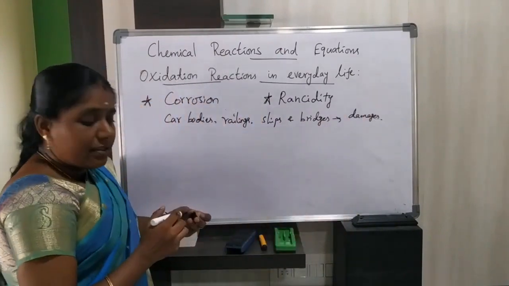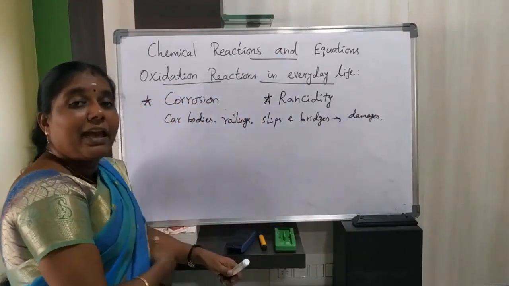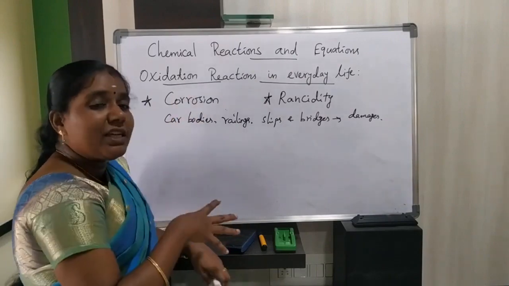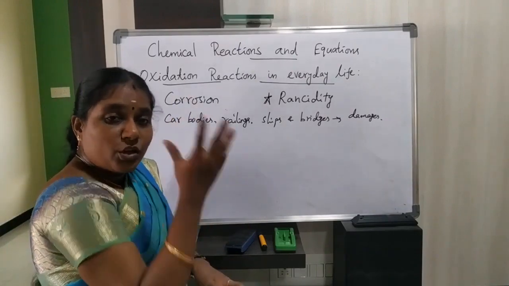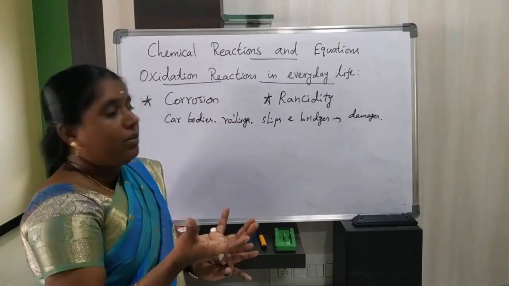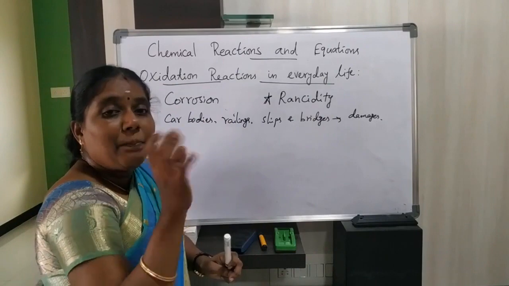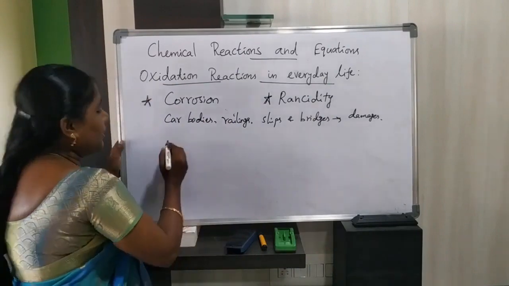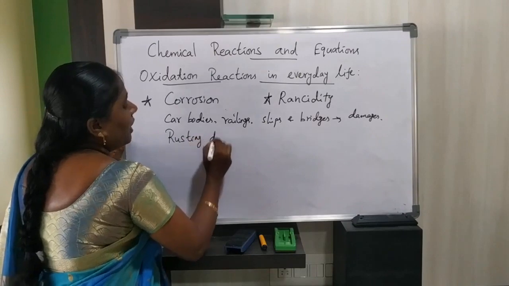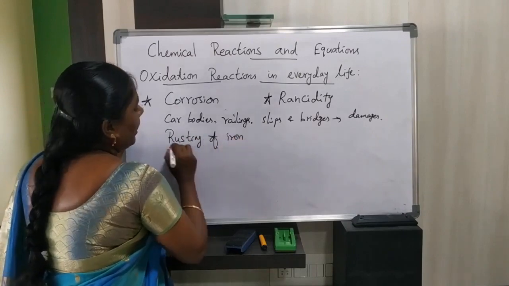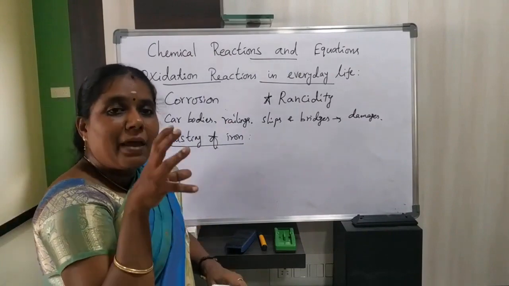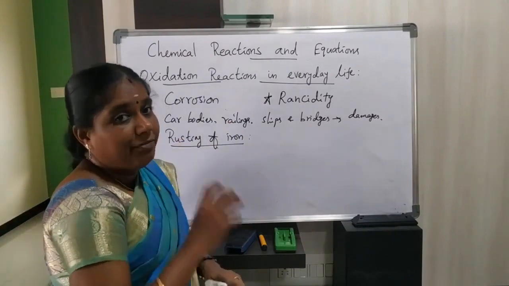So, mainly this corrosion causes damage in iron as well as steel objects like car bodies, railings, ships and bridges. Mainly the structure of these iron and steel objects will get damaged due to corrosion. The best example for corrosion is rusting of iron. Rusting is the main, best example of corrosion.